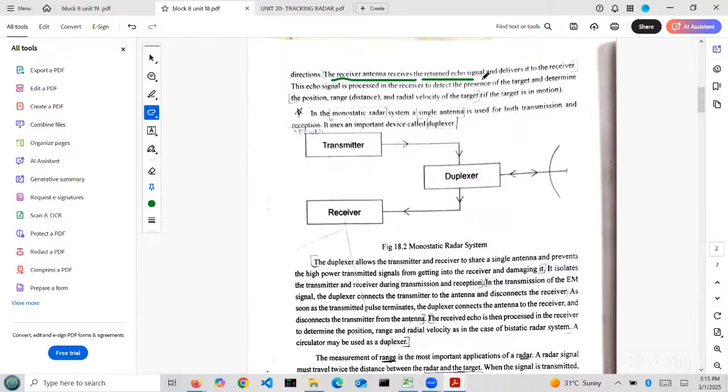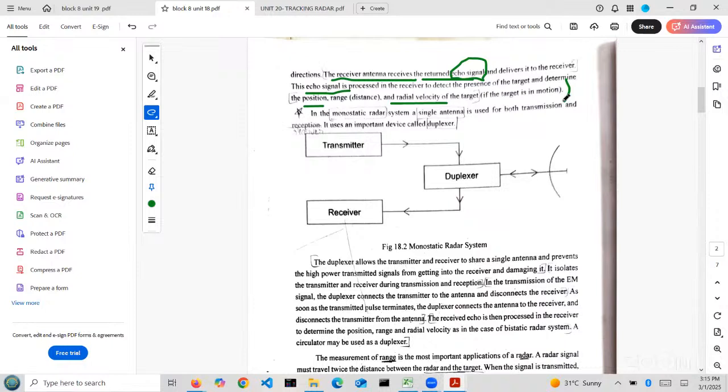But what are we getting in this received signal? We are not getting the pure transmitted signal. We are getting the echo signal. So finally, what do we have to do? We have to process the echo signal at the receiver to detect the presence of the target, and find out the position. Range means distance. Also we are calculating the radial velocity of the target. Up to this is the explanation for bistatic radar.